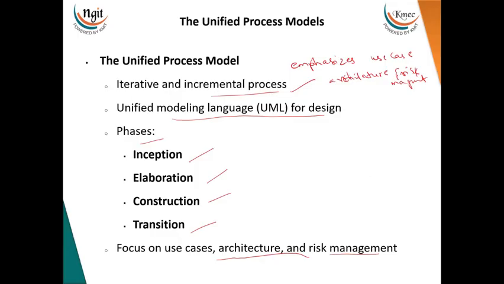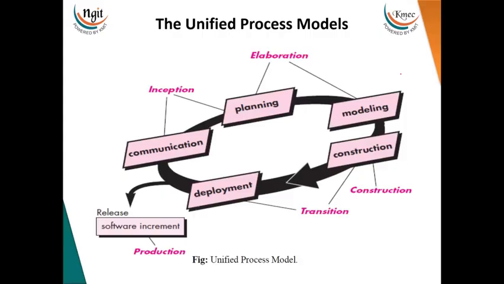So the key phases in this are inception, elaboration, construction, and transition. So what are these phases? You can see the diagram here. We already know these: communication, planning, modeling, construction, and deployment, where we gather the requirements and plan everything with the available resources. Then we have a design of that. Then we implement or start writing the code and test it. When it passes testing, then we deploy. Deployment is nothing but delivering the software, right? And that is your unified process model.